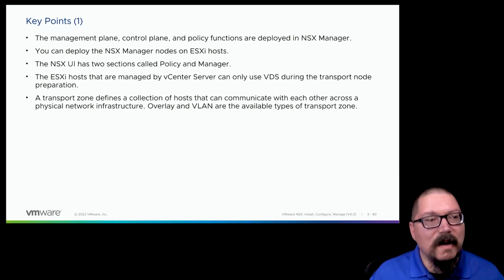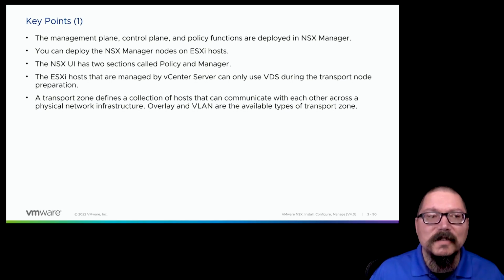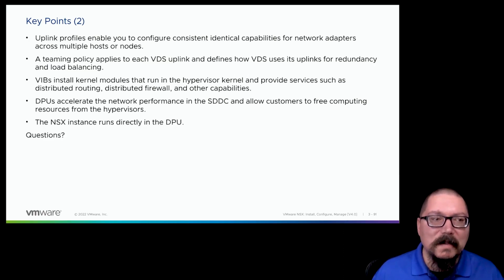We talked about our distributed switches and how we're going to use those on our ESXi hosts as the host switch. We talked about how the transport zone defines the membership, who's going to get what configuration. We talked about uplink profiles and how we're going to leverage those to change our NIC teaming policies. And we talked about the VIBs that are installed on the ESXi hosts. And we wrapped up finally with data processing units.